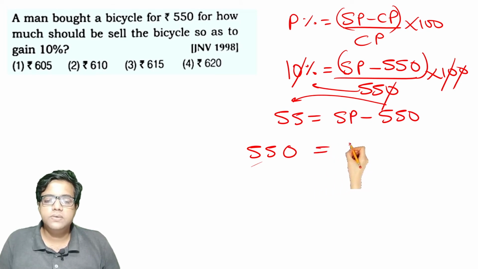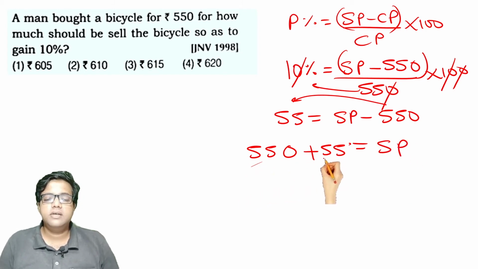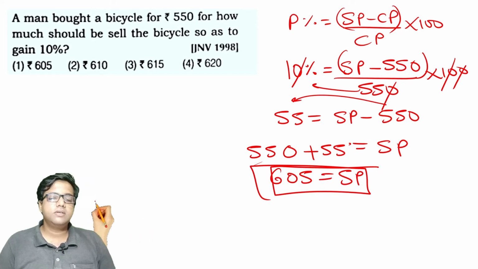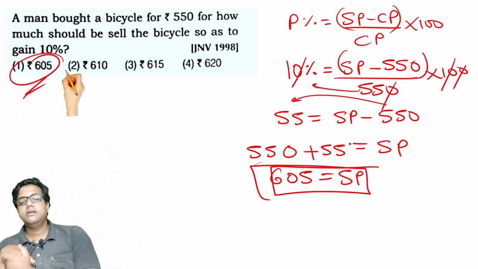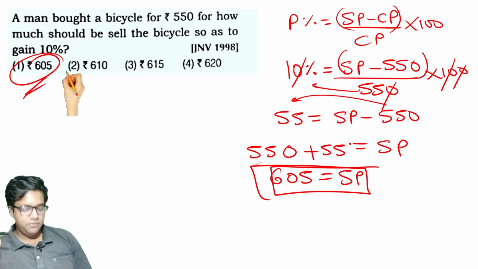550 plus 55 is equal to 605, which is equal to the selling price. So the selling price is equal to 605 rupees. Option 1 is the right answer for this question.